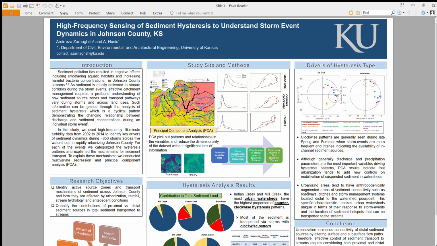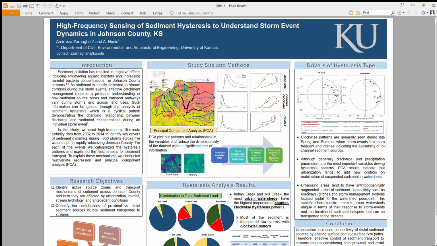We know that sediment pollution has resulted in many issues in streams of Johnson County, including forcing organisms to change their habitats, increasing harmful bacteria concentrations, and increasing the cost of treating drinking water. Also, we know that most of the sediment is transported during storm events, and therefore it is very important to understand sediment sources and pathways during storms to effectively control sediment transportation to our streams.